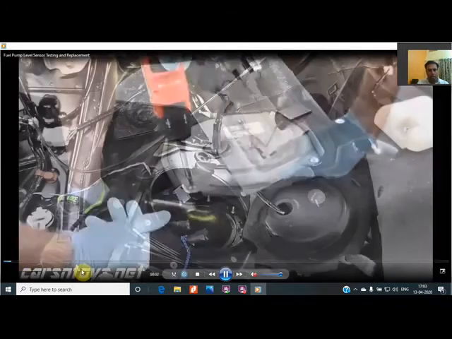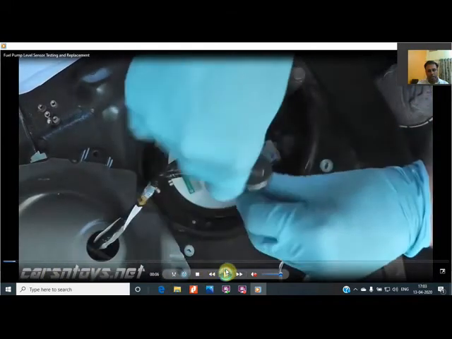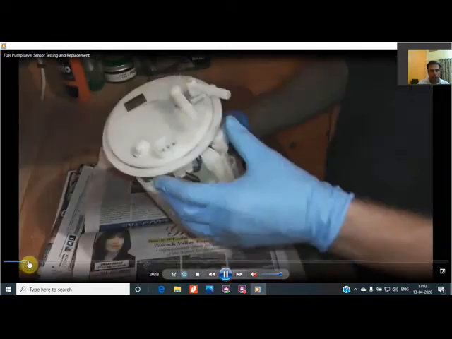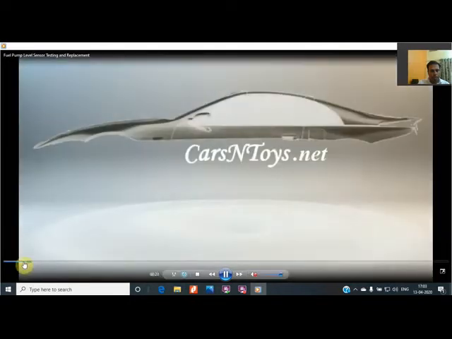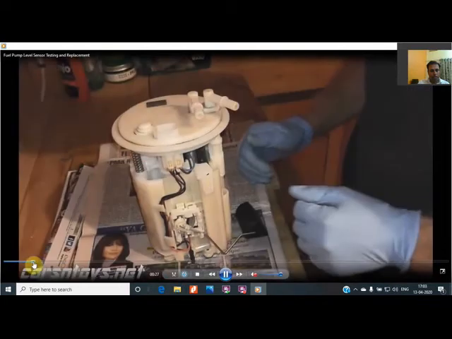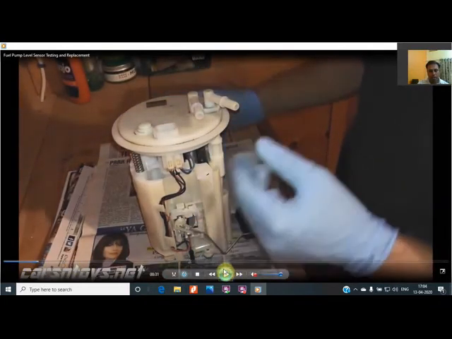In this video, what you are seeing is that the person is removing the fuel tank. He has removed the rear seat of the vehicle, and beneath the seat there is a cap. He has removed that cap, and now he will pull out the fuel pump. The fuel pump is being pulled out from the fuel tank. It was earlier immersed in the tank, and he has pulled it out.